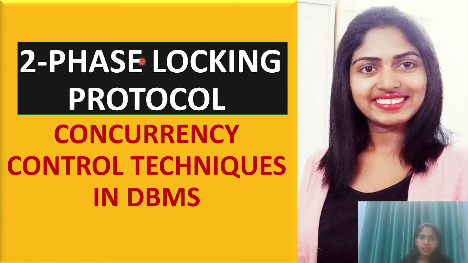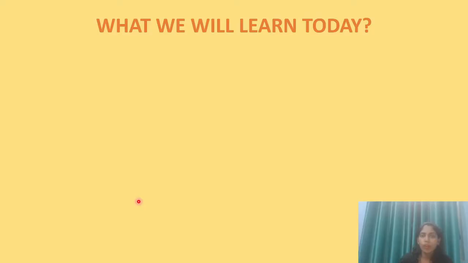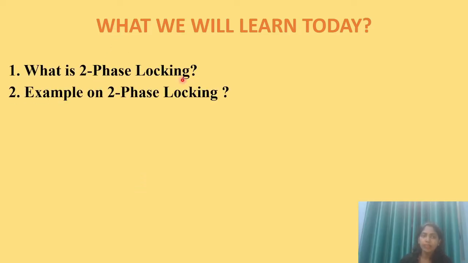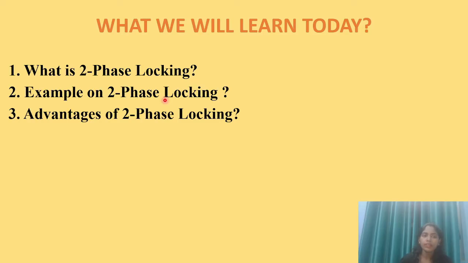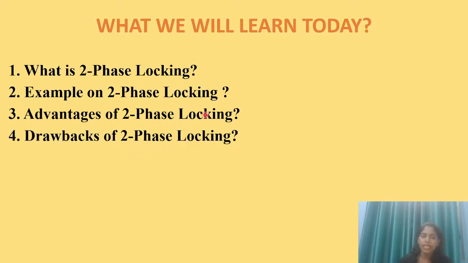Hello everyone. Today we are going to learn about the two-phase locking protocol. It is one of the concurrency control techniques used in DBMS. So what we will learn today: what is two-phase locking? Then we will see one example on two-phase locking. Then we will see the advantages of using two-phase locking. And lastly, we'll learn about the drawbacks of two-phase locking.